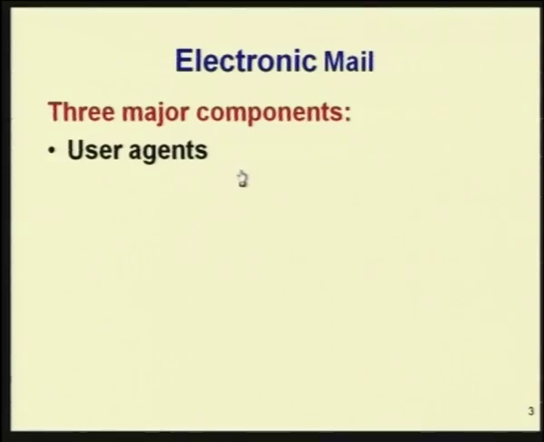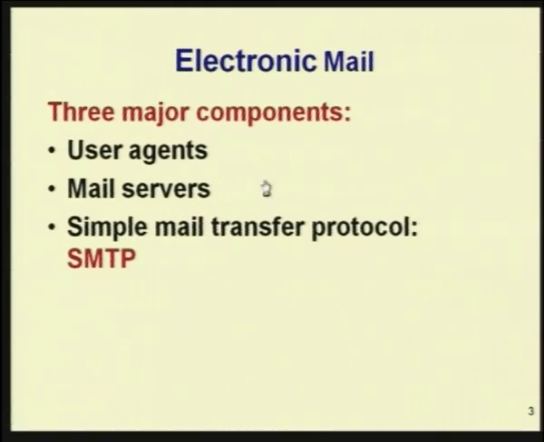So, coming to our electronic mail, if you look at what constitutes electronic mail, there are three major components that we normally talk about. One is user agent, second is the mail server, third is the Simple Mail Transfer Protocol, which is used for communication between the user agent and the mail server. So, these are three different components that we say are involved in electronic mail.